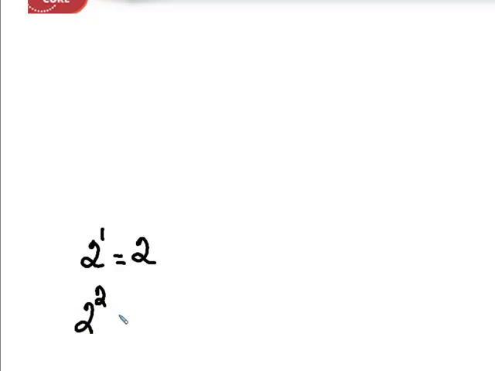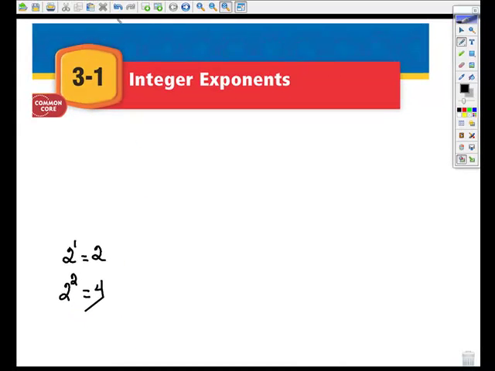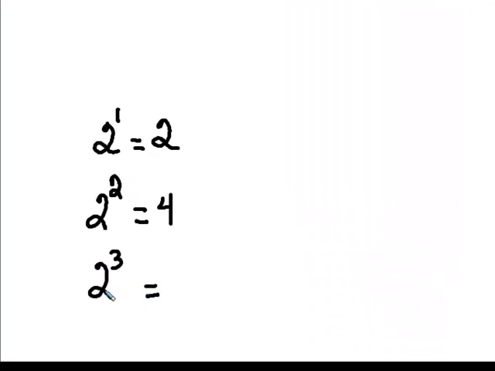And 2 to the second power is 2 times another 2, so that's going to give us 4. And 2 to the third power is 2 times 2 times 2, so that's 8, not 6, because it's not 2 times 3, it's 2, and then 3 copies of it. And then finally 2 to the fourth is going to give us 2 times 2 times 2 times 2, which is 16.